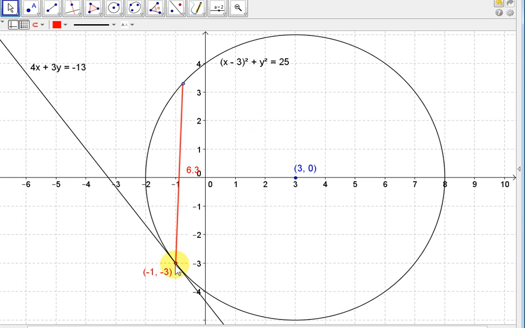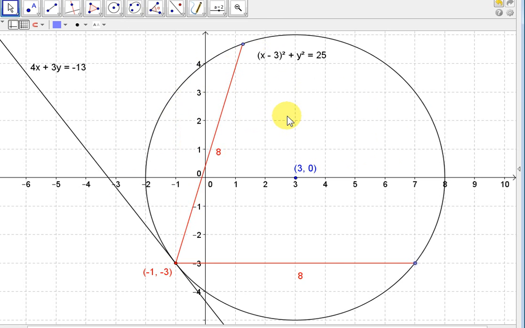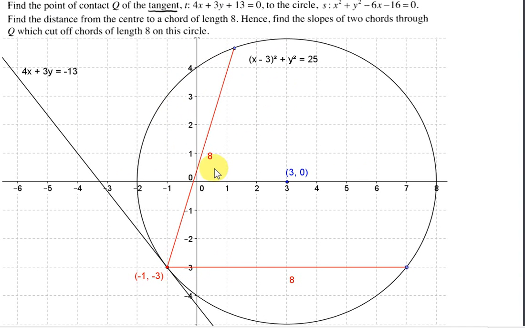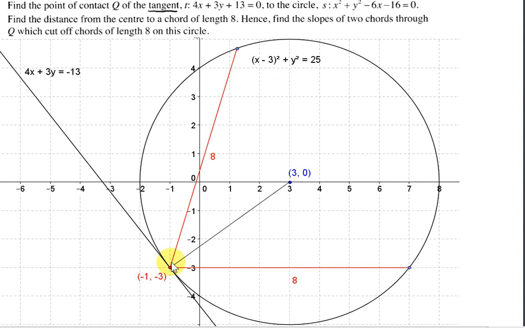Now here is one such chord that passes through the point Q. Its length is 6.3. Of course we want its length to be 8. To get the slopes of these two chords, we get the slope of the line joining the center to this point here. The slope of this line here is straightforward to get because we have 2 points on it. So we just get rise over run, this distance divided by this distance here.